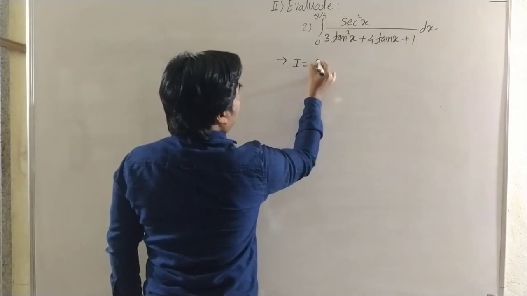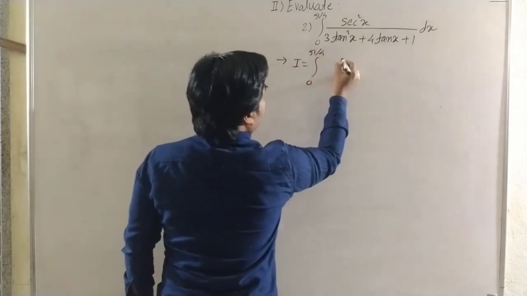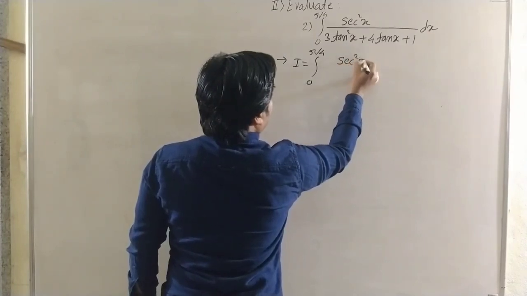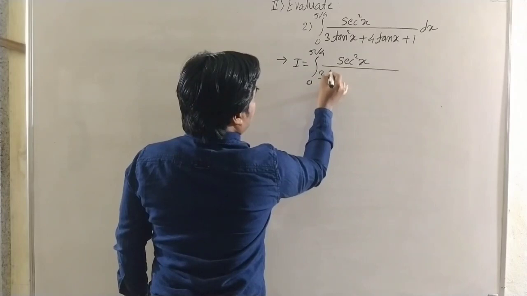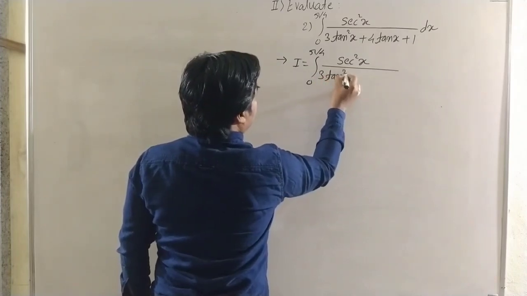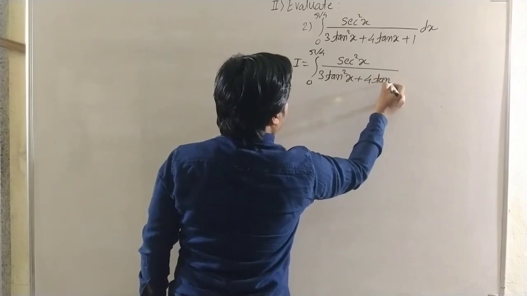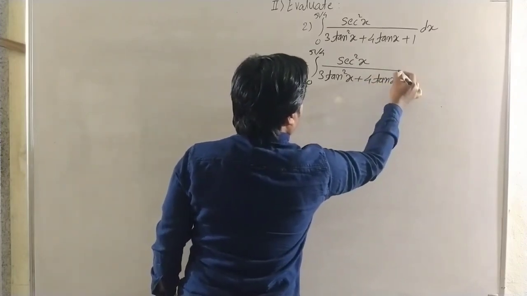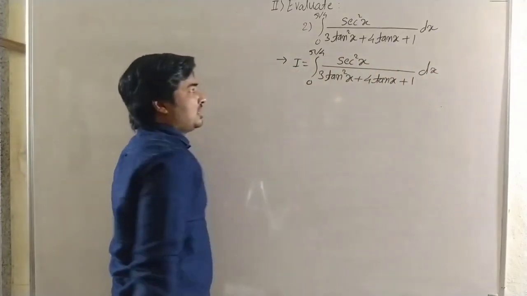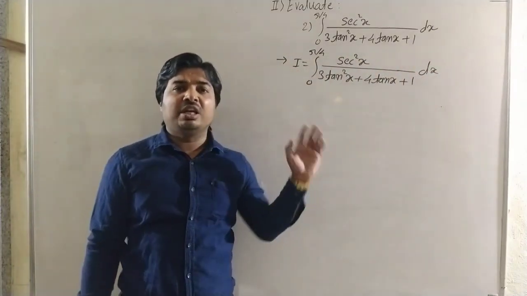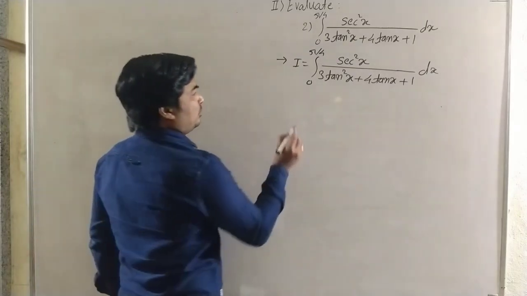Integral is equal to 0 to pi by 4 of sec square x upon 3 tan square x plus 4 tan x plus 1 dx. Here in the multiple of dx there is a sec square x, and sec square x is a derivative of tan x. So here we use a substitution, tan x is equal to t.